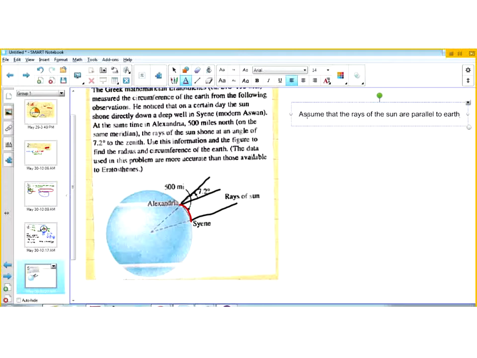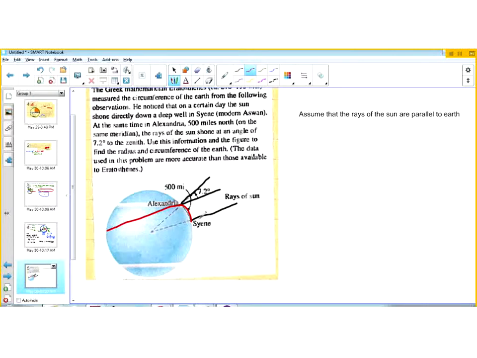So what that means is that the angle, so that means that basically these two... okay, yeah, let me show you how it works here.